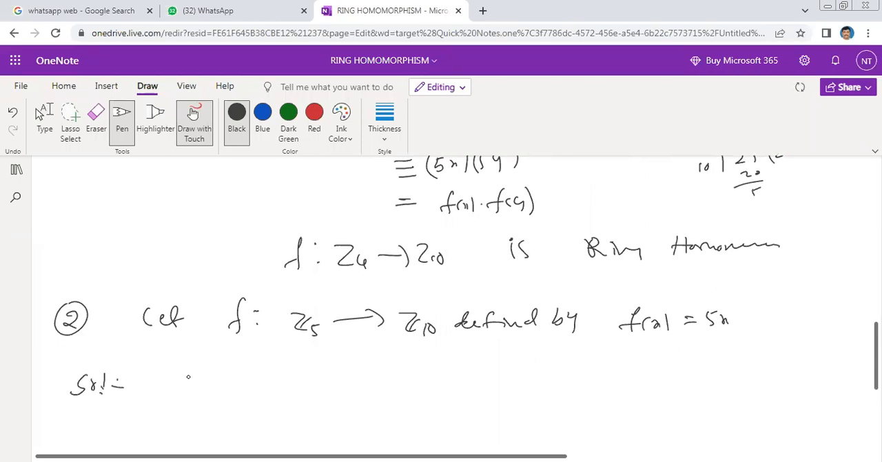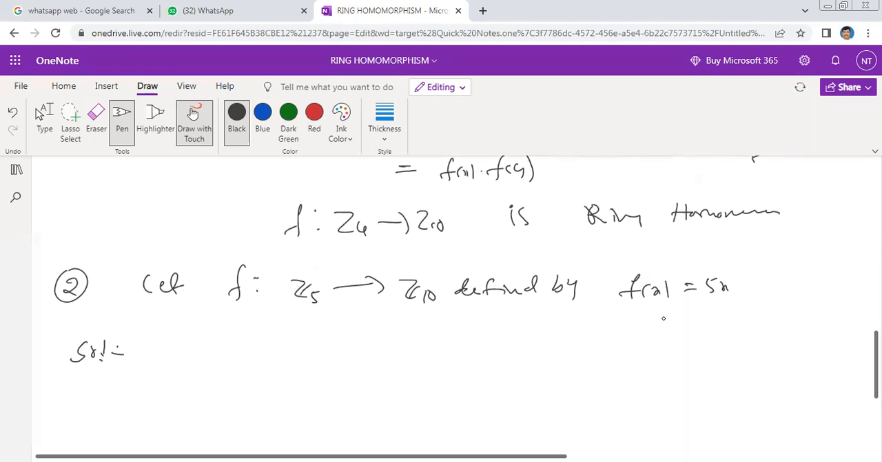Is f a ring homomorphism or not? My question is this one. You have to check the same properties, or else we can crack the solution of this problem.